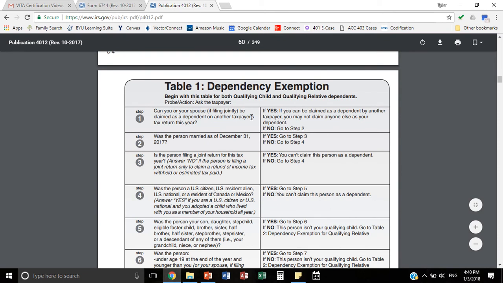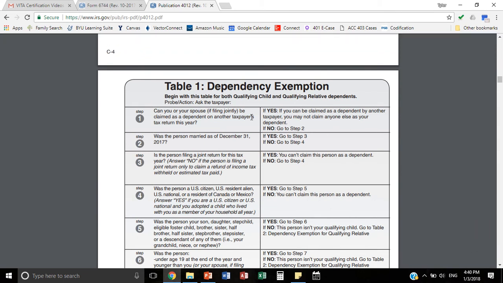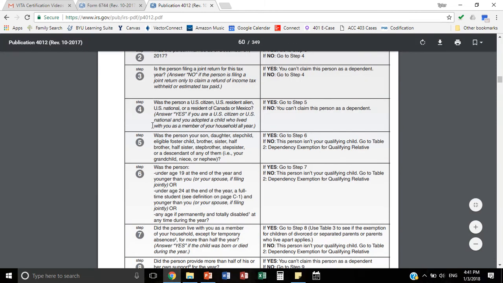So you'll get to this table 1 dependency exemption. Just start with step 1. Can you or your spouse be claimed as a dependent on another taxpayer's tax return this year? This is asking if Darcy can be claimed as a dependent. No, she's filing her own return. She's not dependent on anyone else. So no, you're good to go. Go to step 2. Was the person married as of December 31st, 2017? Was Chris married? No, he was not married. So it says go to step 4.